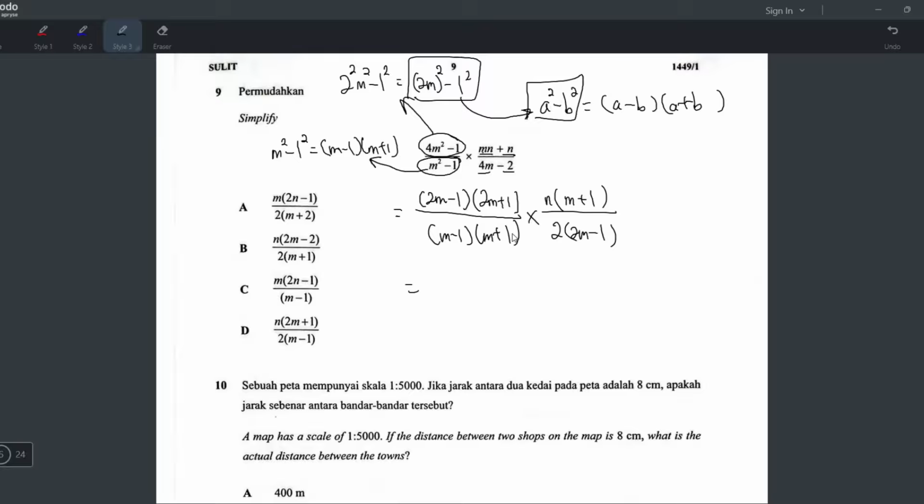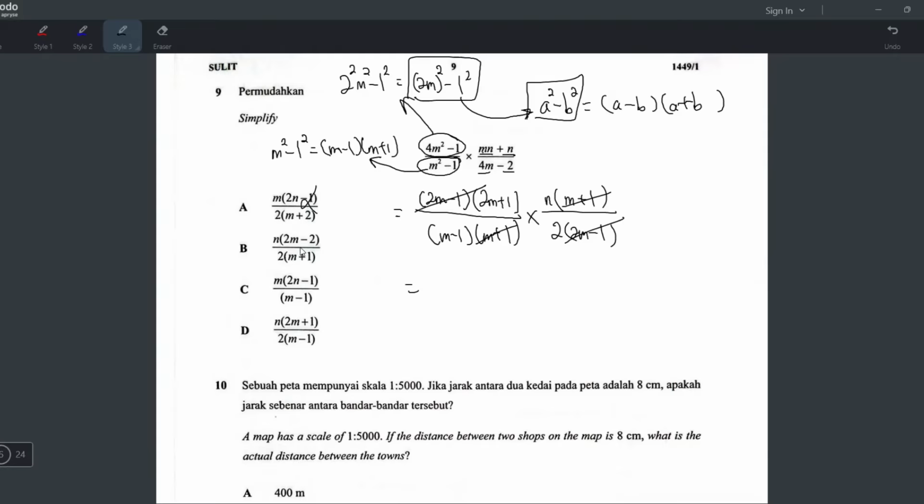Now you have one fraction times one fraction. That means you take top times top, bottom times bottom. But you know that the top must be written on top and the bottom must be written on the bottom. So if the top and bottom are the same, you can cancel. So the 2m minus 1 must cancel. m plus 1 can also cancel. So you are left with n on top, n times 2m plus 1.